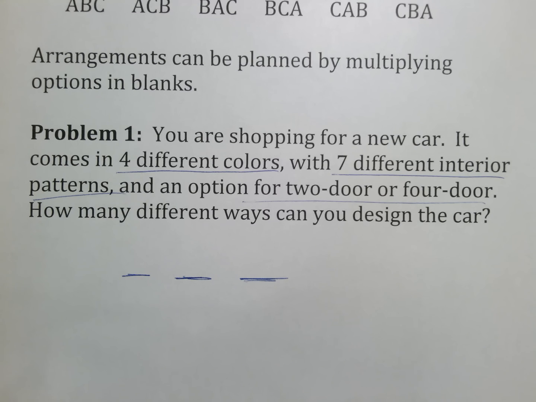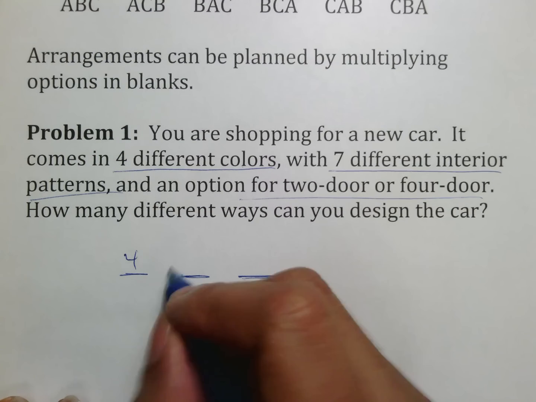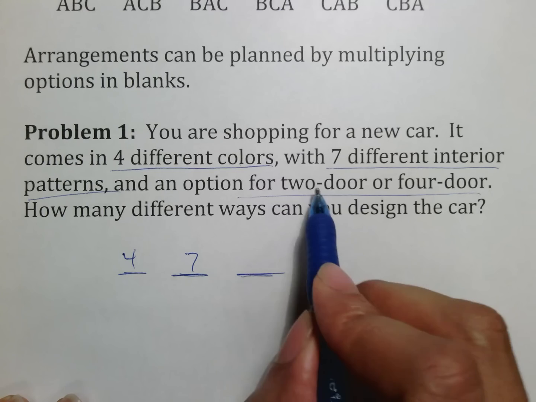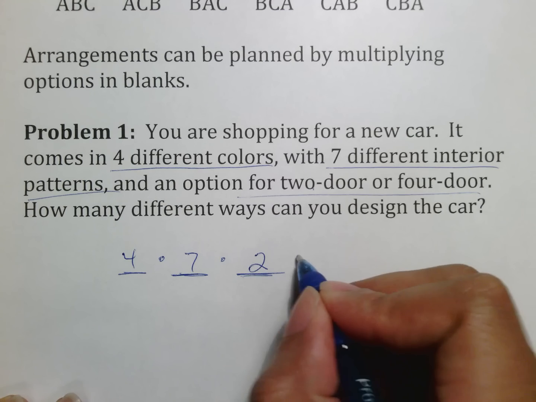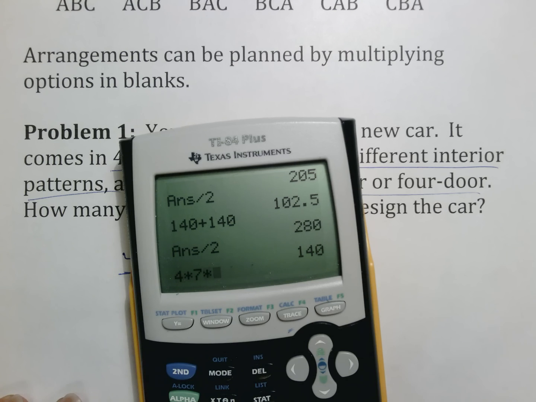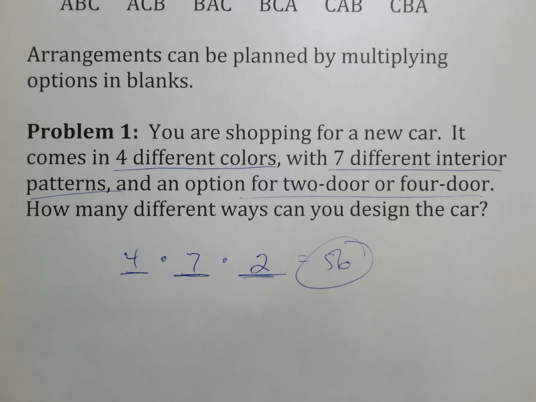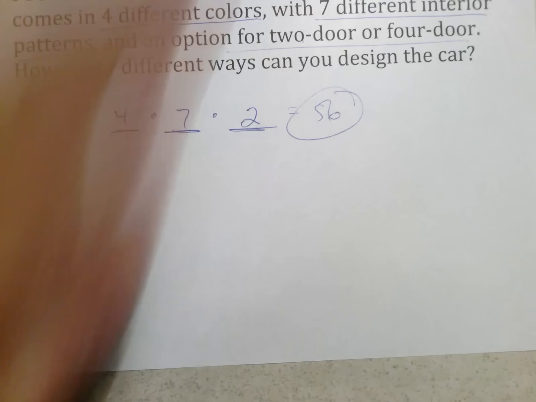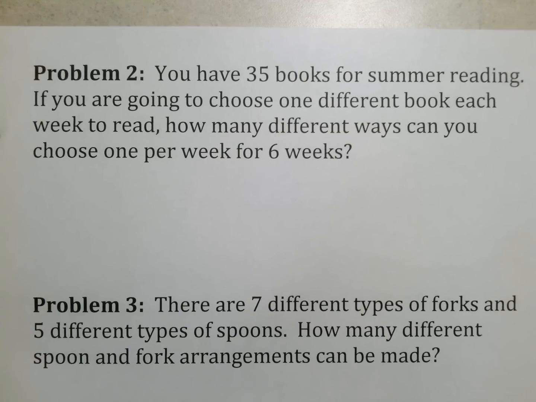Now I have to find out how many choices per. When I look at my colors, I have 4 different colors to choose from. I have 7 different interior patterns, and then I either have 2-door or 4-door, which is 2 options on that, and all you have to do for your permutation or for your numbers is multiply those 3 numbers together to get the answer of 56. That's it. Alright, that's how easy it is. The hardest part is figuring out how many blanks to put down, but that would tell you how many choices that you're making when you're doing that. So you might have to reread the problem a couple times to determine how many blanks to put down, but other than that, you should be okay.